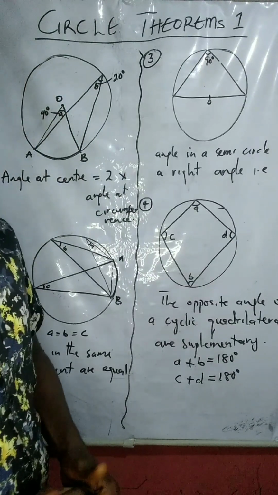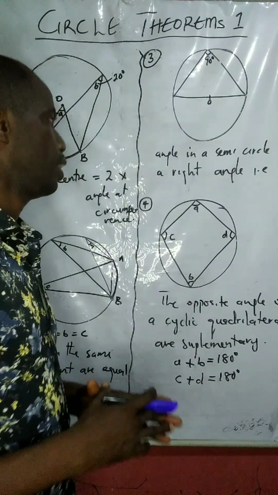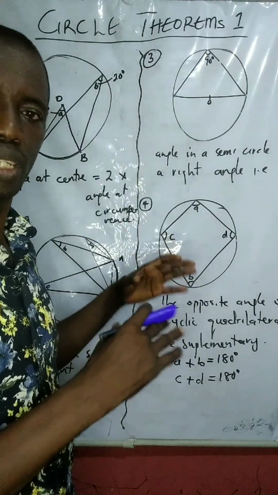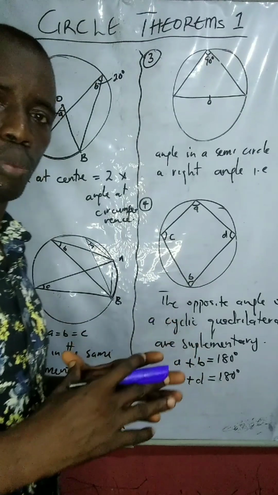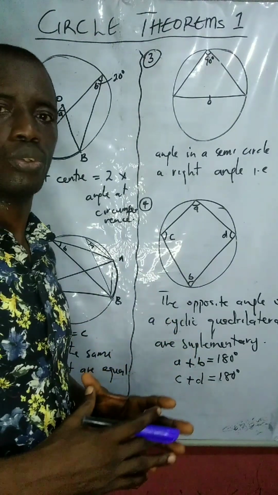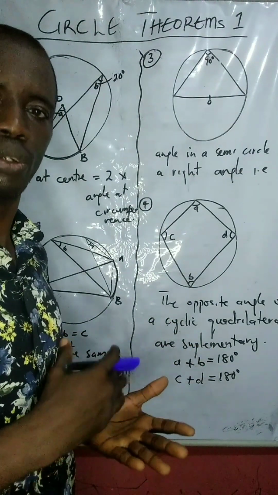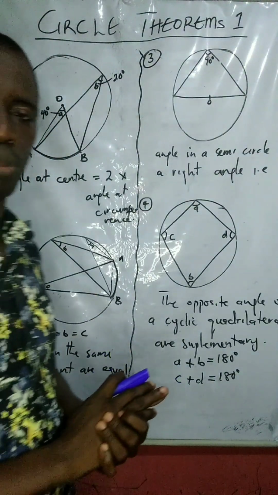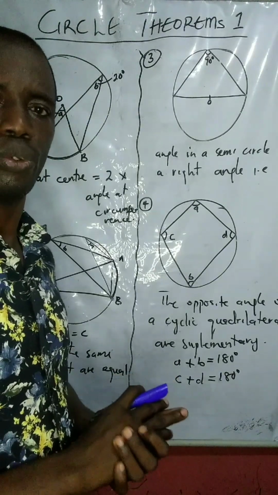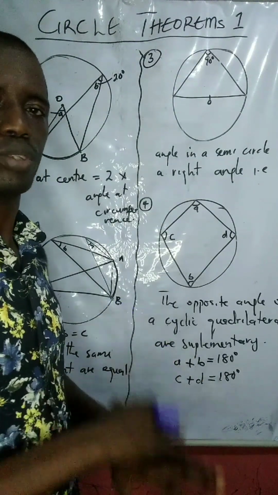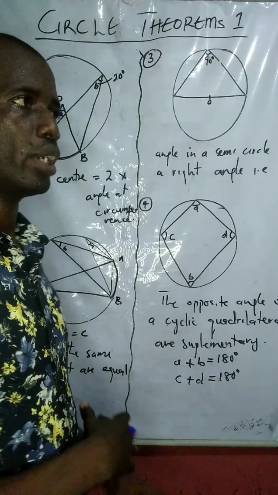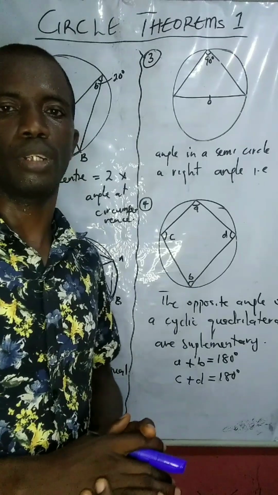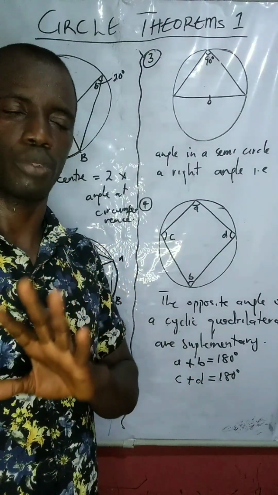So anytime you see a cyclic quadrilateral that is inscribed in a circle, and you're able to locate the two opposite angles that are facing each other, any two opposite angles are what? Supplementary. So the addition of the two together will always and always give us 180 degrees. So these are the first 4 theorems that we are going to be seeing today. And in my next video, we are going to be applying these 4 theorems in solving our problems. After we are done with the 4 theorems, we are going to be looking at the remaining 3 theorems on circles. We have just 7 theorems on circles.